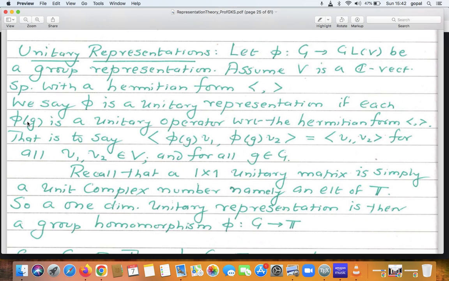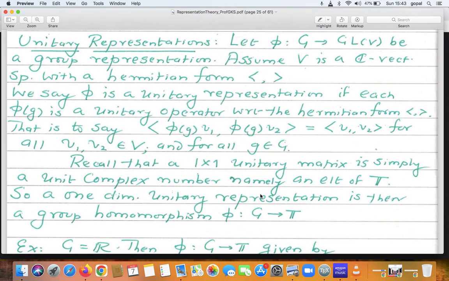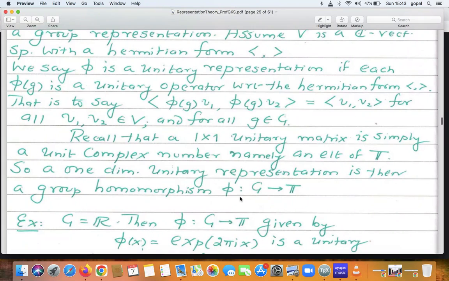If you think in terms of matrices, each of these matrices phi g must be a unitary matrix. That means it preserves the Hermitian form. That means the Hermitian form of phi g v1 with phi g v2 is the same as that of v1 with v2, for all v1, v2 and for all g. The Hermitian form must be simultaneously preserved by all these operators phi g. A 1 by 1 unitary matrix is simply a unit complex number. And so a degree 1 unitary representation is simply a group homomorphism from G to T, the circle group, which we encountered in chapter number 0.